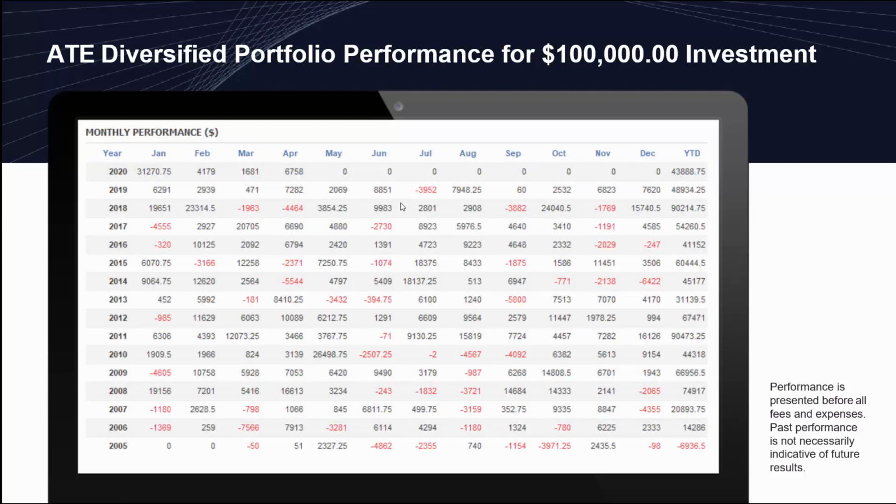Now, here's an example of the monthly performance over the past 15 years or so. And you can see in 2020, we've done very, very well. January, we were up 31,270. February, we're up 4,000. March, up 1,600. And April so far, we're up 6,758. So doing really well this year. Already year to date, we're up 43,000, and it's only April.